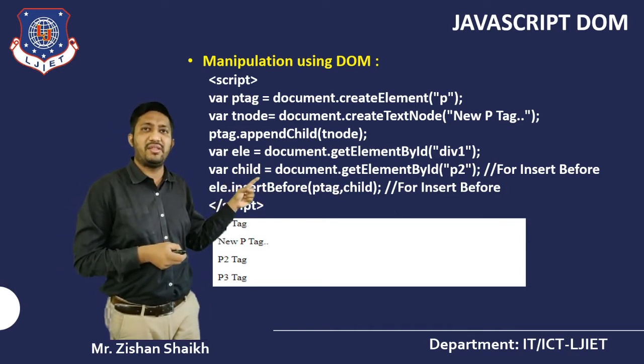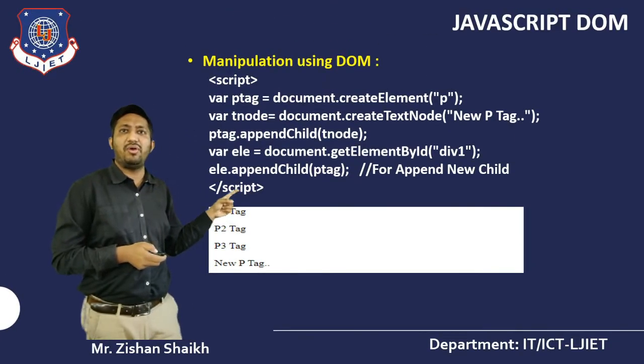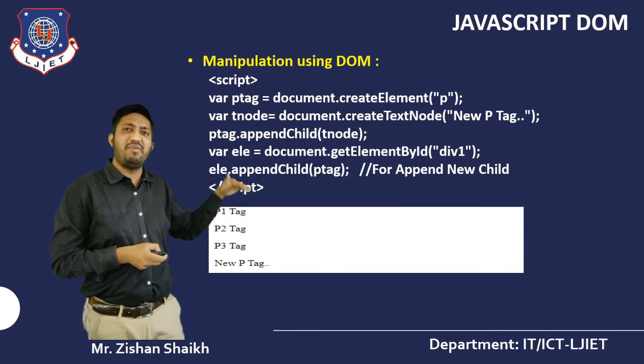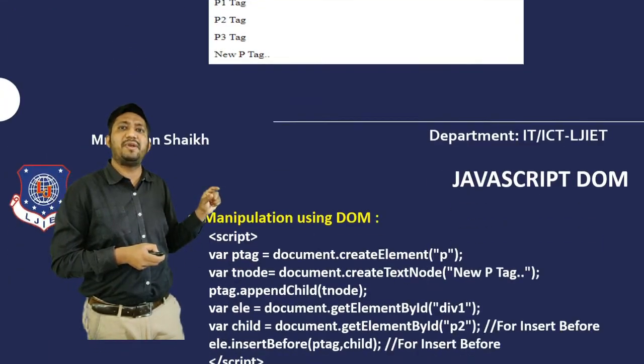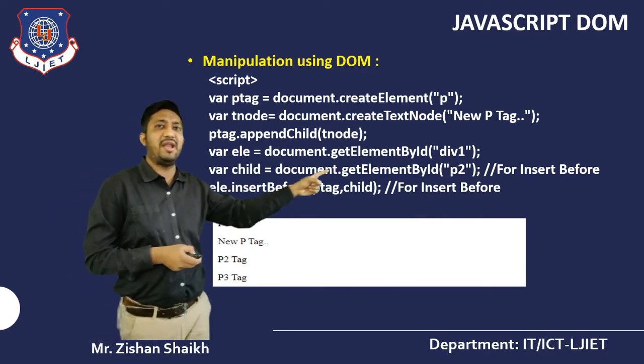For that we are taking the one child variable, document.getElementById P2. So we already know that in P2 the id is here. Before that, the insertBefore method is used. First we have to choose before which particular element we have to insert. So I am selecting here getElementById P2.